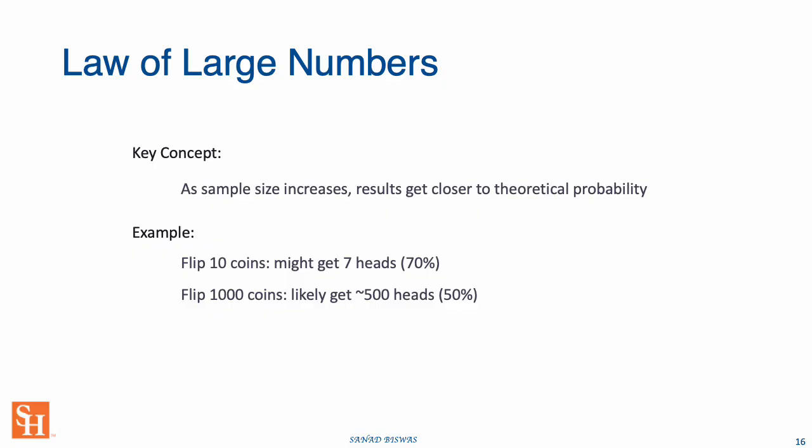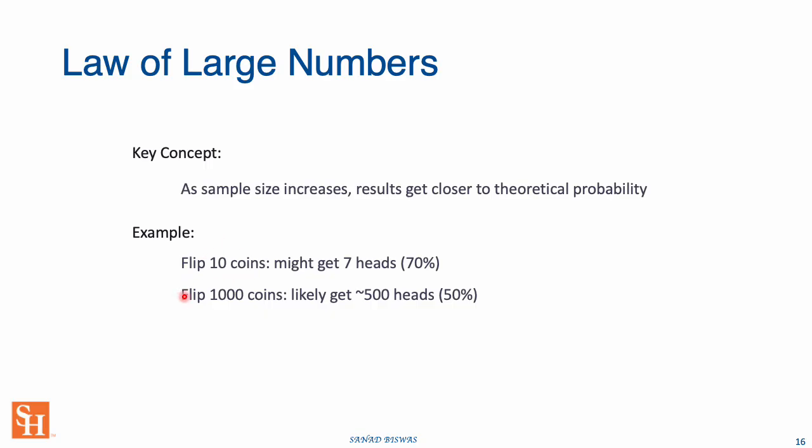So let's now see what we mean by the law of large numbers. The law of large numbers tells us that as the sample size increases, the result that we get by relative frequency becomes closer to the theoretical probability. For example, if you flip a fair coin 10 times, then 7 of the times heads might appear. That means 70% of the time heads is appearing, right? But ideally, this percentage should be 50%. But here we are flipping the coin only 10 times.